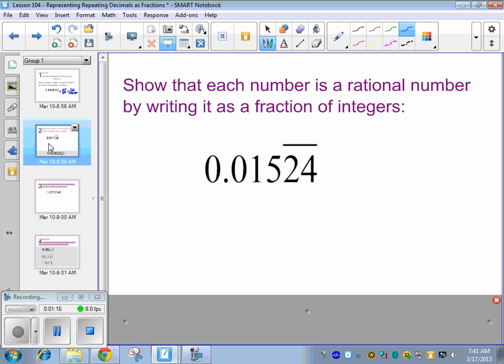Just can be made a fraction. All right. Here we go. Show that each number is a rational number by writing it as a fraction of integers.